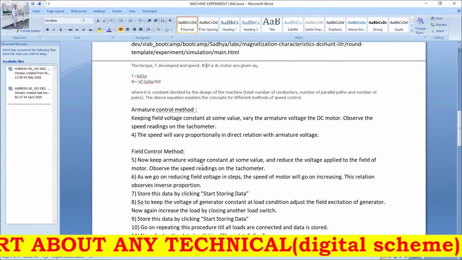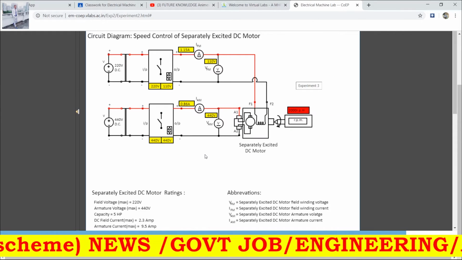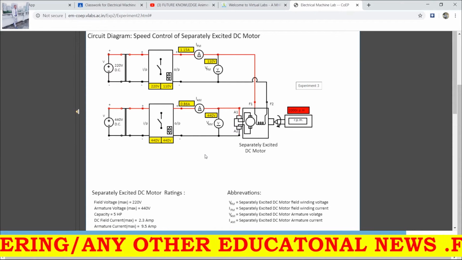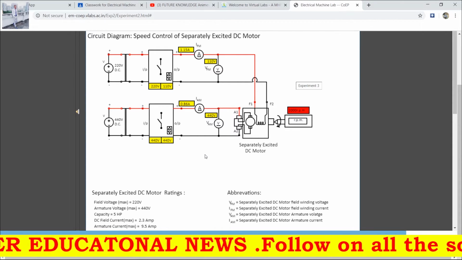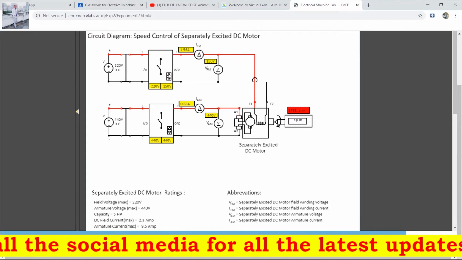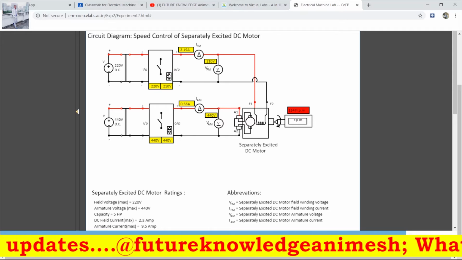Now what is the procedure for the armature control method? Keeping field voltage constant at the same value, by varying the armature voltage of the DC motor, observe the speed reading on the tachometer. The speed will vary proportionally in direct relation with armature voltage. It is directly proportional.